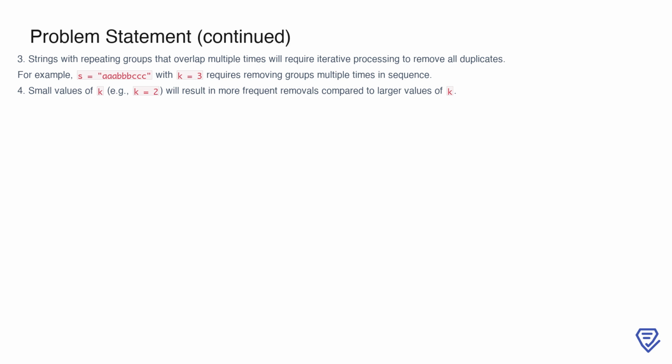In cases where groups overlap or need to be removed multiple times, the process must continue iteratively until no more valid groups remain. Additionally, smaller values of k lead to more frequent removals, as smaller groups of adjacent duplicates are easier to find and eliminate.